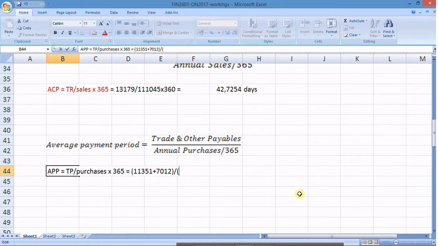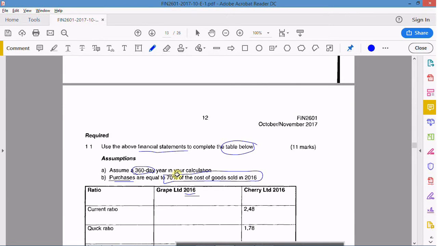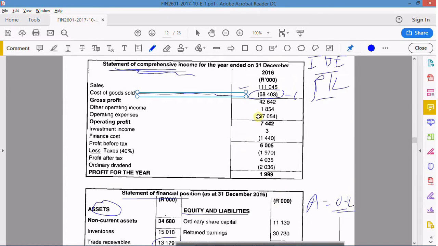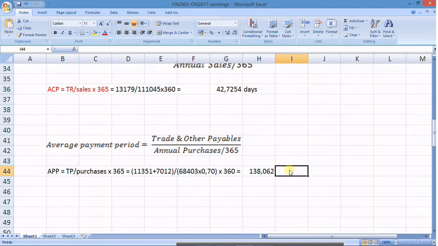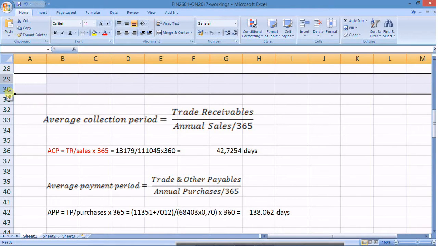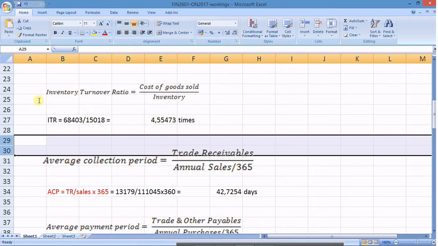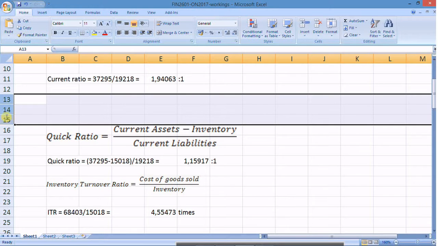So that's 7012. Close brackets, divide by open brackets. Purchases they don't give you, but they tell you in the question. Where was that little note? Here: purchases are equal to 70% of the cost of goods sold. So the cost of goods sold was 68403 times 70%. Close brackets. Then times that by 360 equals 138 days. Okay, they're right.